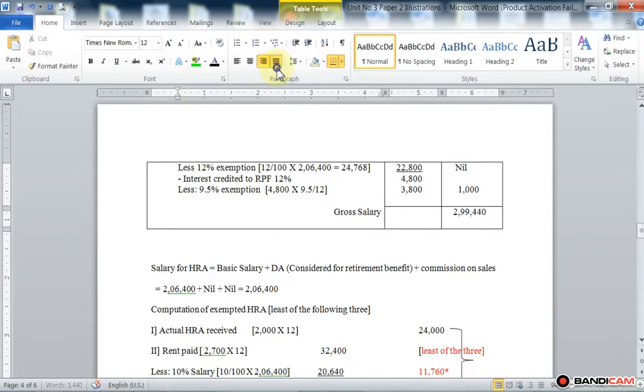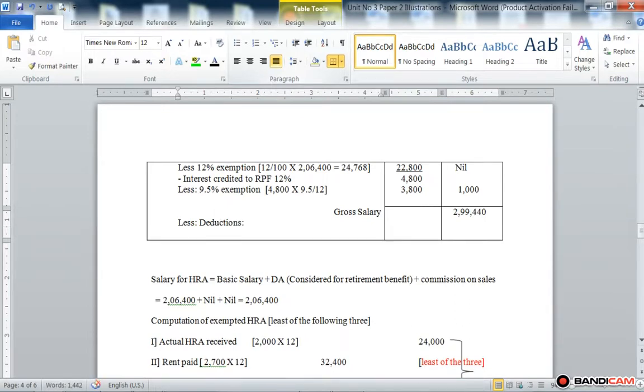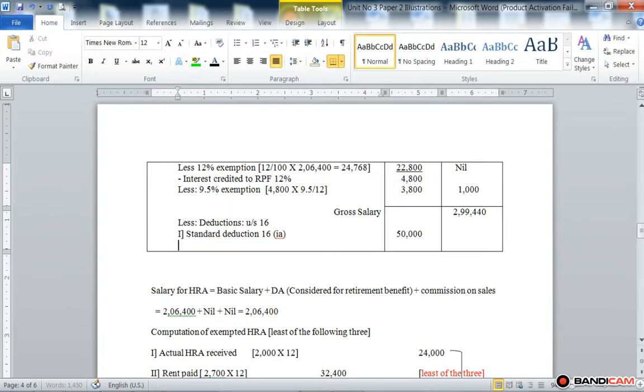Now from gross salary we deduct deductions. Deduction from gross total income, first is standard deduction. Standard deduction under section 16 subsection 1A, amounting to rupees 50,000. So standard deduction is rupees 50,000.